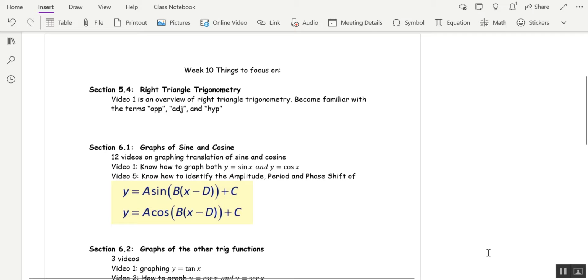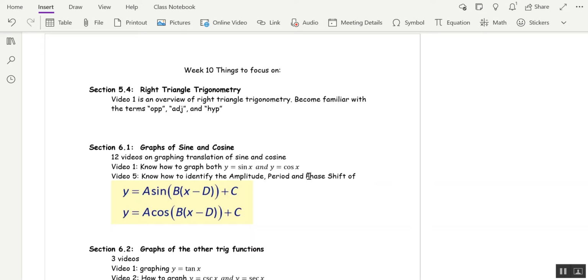This week we're going to focus on the graphs of the trig functions. So section 5.4 is right triangle trigonometry. There's only one video to watch, and I suggest you watch it. It's an overview of right triangle trigonometry. It's a full lesson, and I want you to be familiar with the terms opposite, adjacent, and hypotenuse when you're talking about sine, cosine, and tangent.